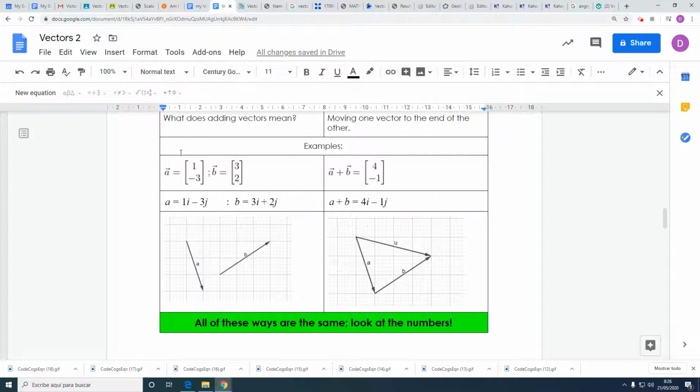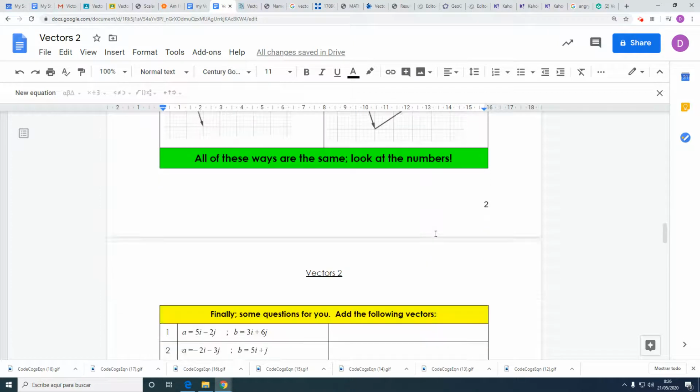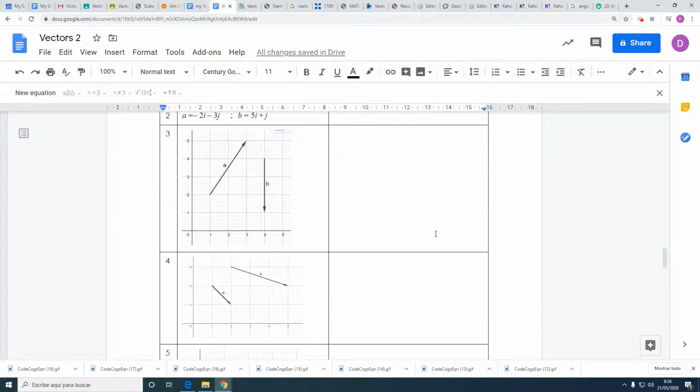But if you're not, you just add the I numbers, or X numbers. 1 and 3 gets 4, minus 3 and 2 is minus 1. We could write it like this as well. So 1 plus 3 is 4, minus 3 plus 2 is minus 1. So we get the same answer in all cases. So this is 4, minus 1. We can check that on the picture. 1, 2, 3, 4. And it's going down 1, so that's minus 1. Okay, that took a long time.